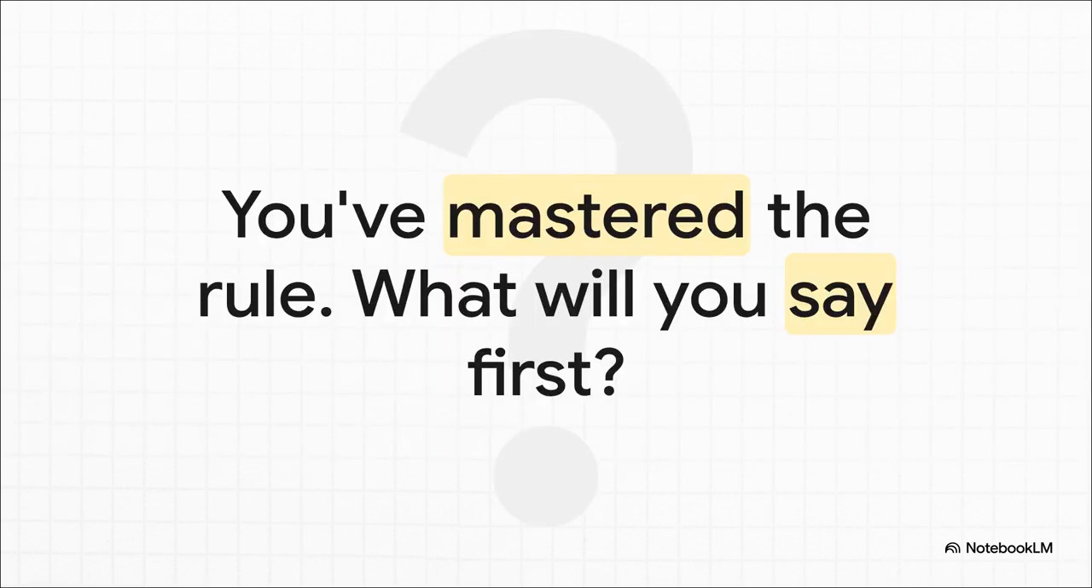And just like that, you've got it. You now have the master key to using am, is, and are like you've been doing it your whole life. You know how to make positive sentences, negative sentences, and you've even got those pro shortcuts down. So I'll leave you with one final question. Now that you've mastered the rule, what's the first thing you're going to say?